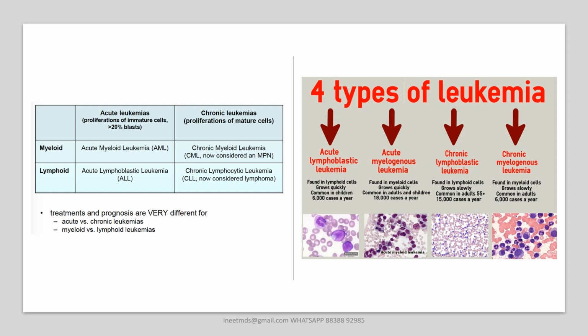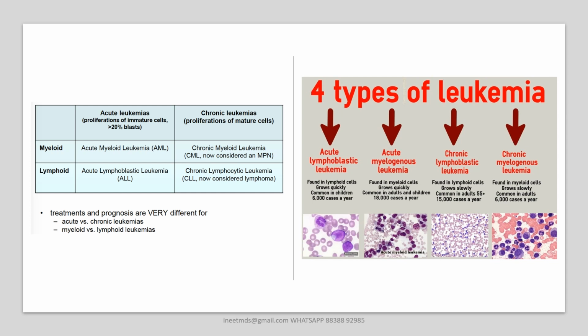So, under the acute leukemia, for myeloid series it is acute myeloid leukemia, lymphoid series it is acute lymphoblastic leukemia. Then under the chronic series, if it is myeloid one, chronic myeloid leukemia, now it comes under the myeloproliferative neoplasms. The lymphoid one, it is chronic lymphocytic leukemia.